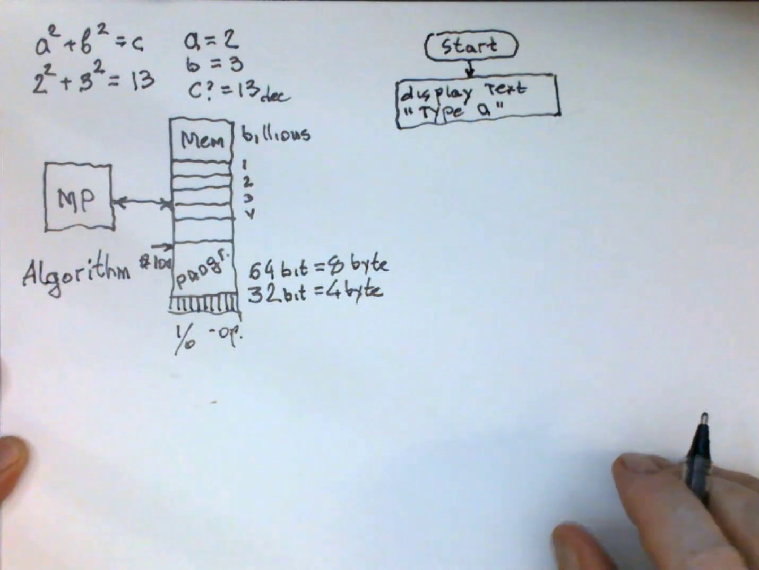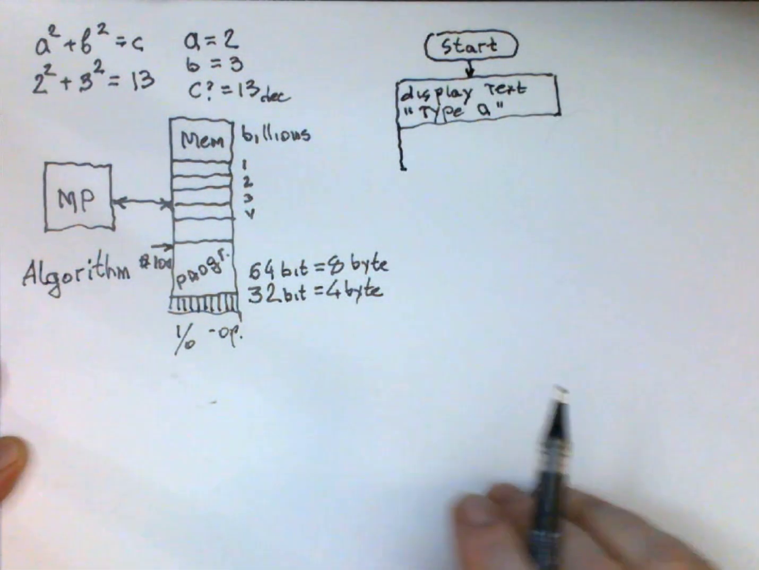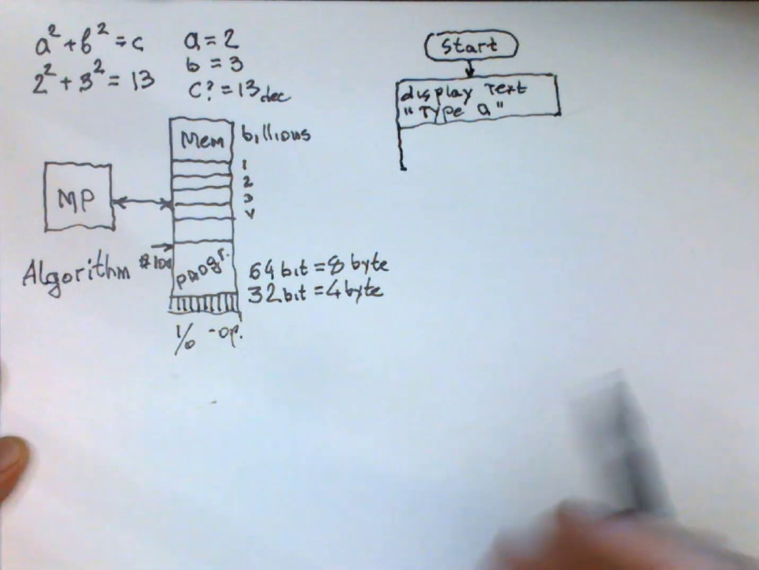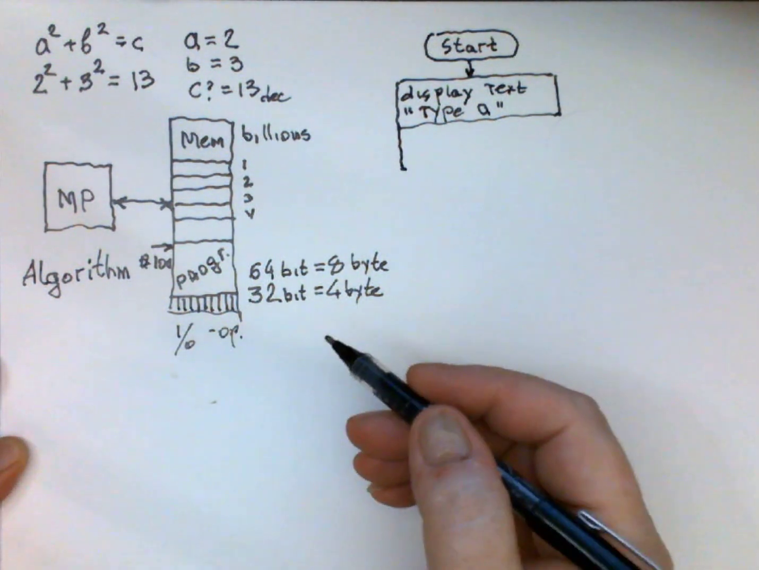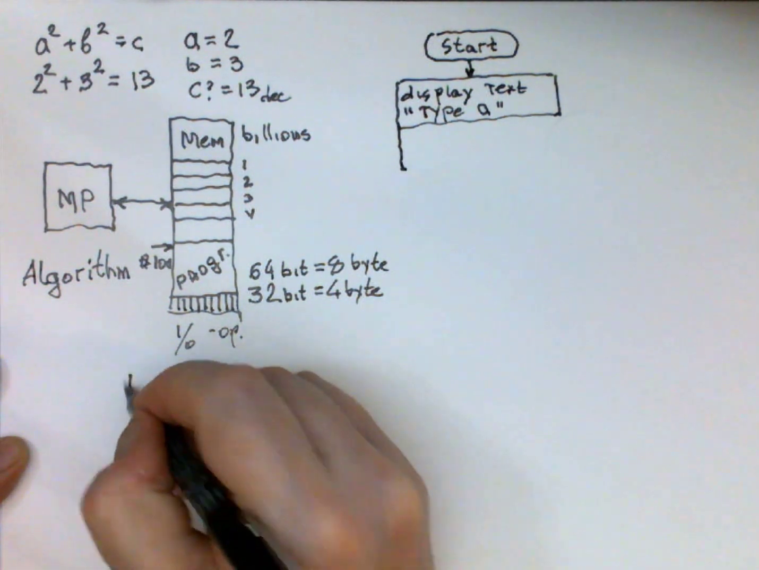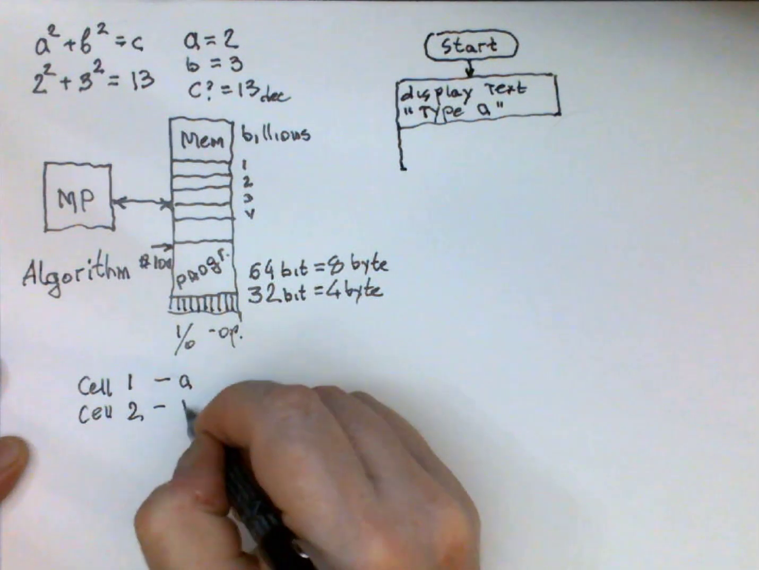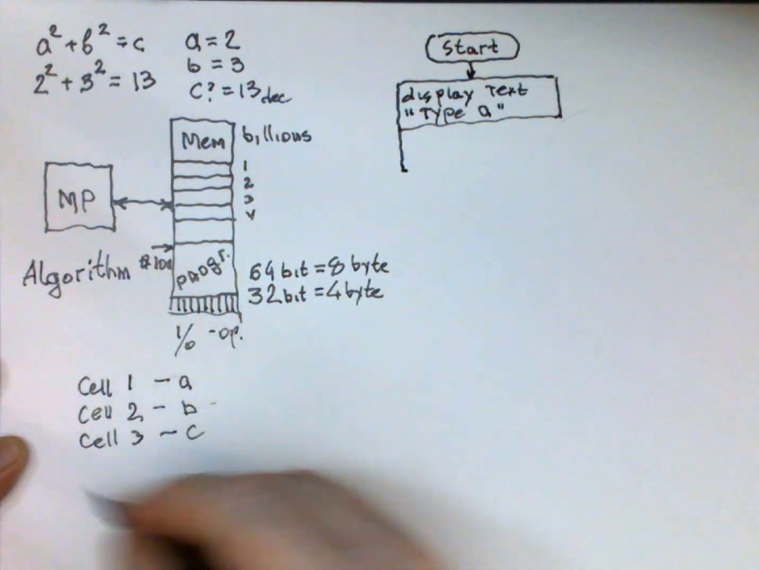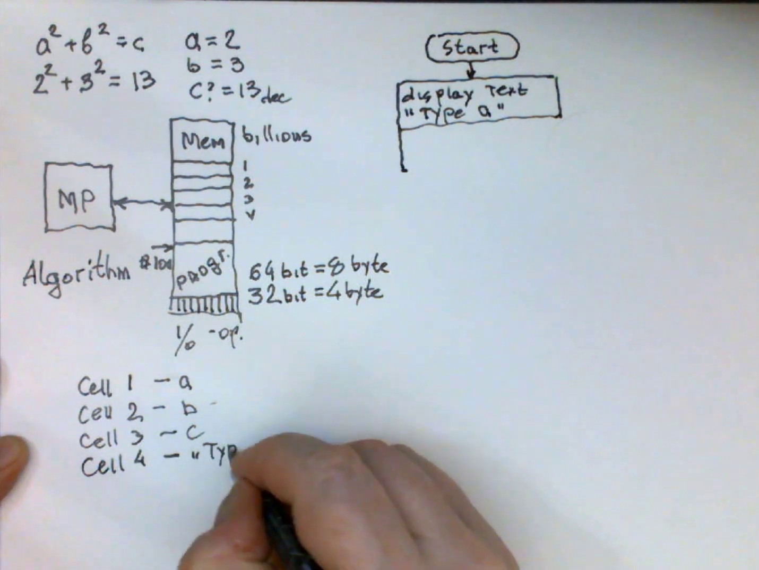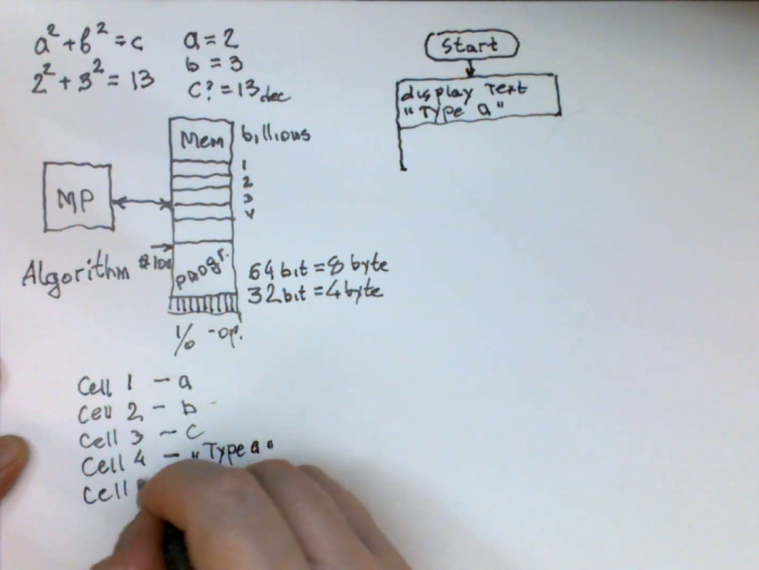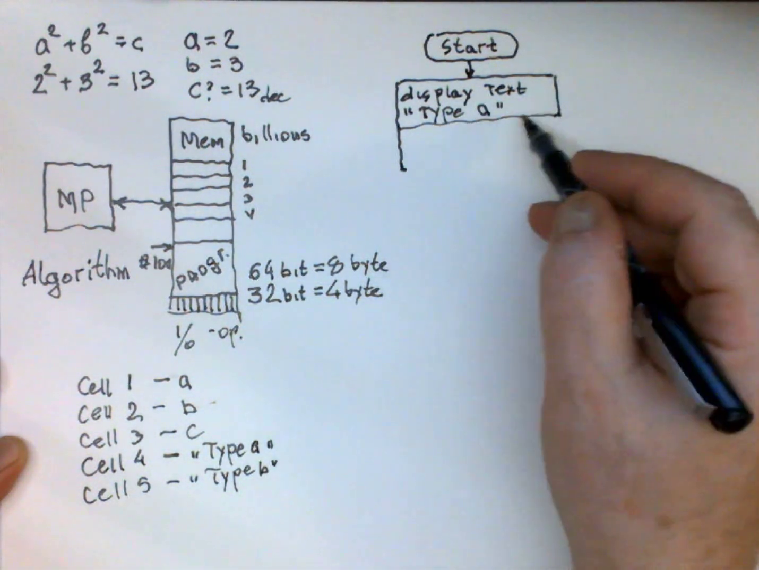So when the user typed A, you need to then memorize A. To memorize A, we need to distribute the specific cell for A. Let's distribute cells. I will say cell 1 will be A, cell 2 will be B, cell 3 will be C, and I will make cell 4 text type A, and cell 5 text type B.